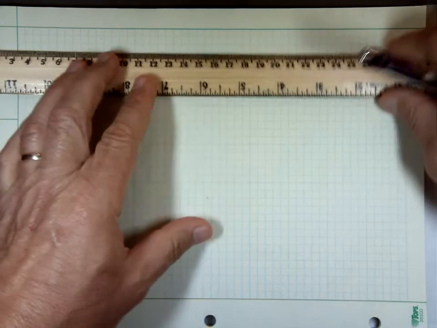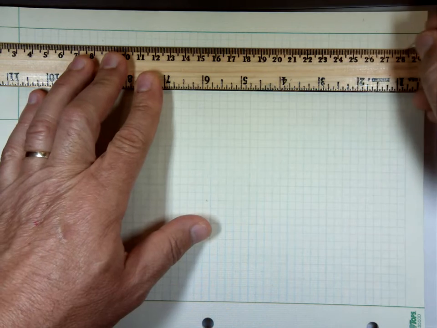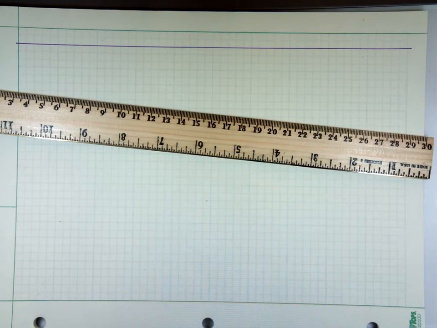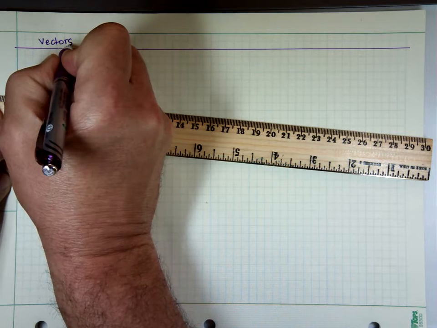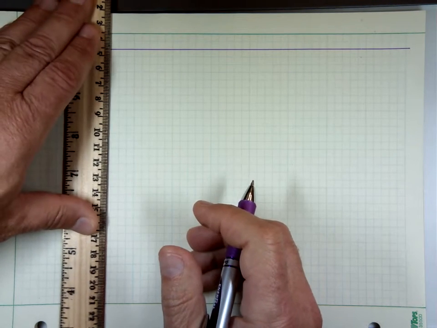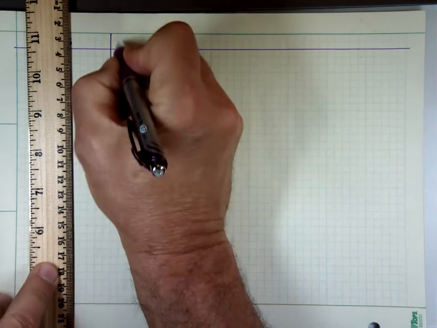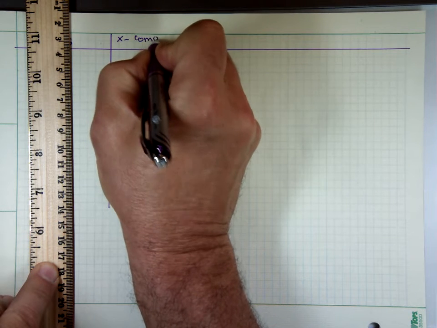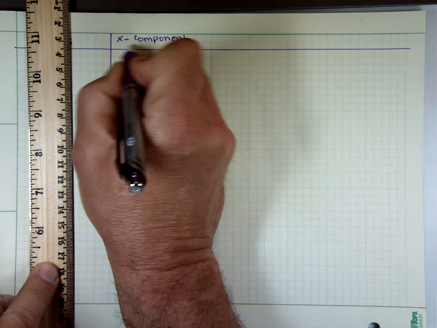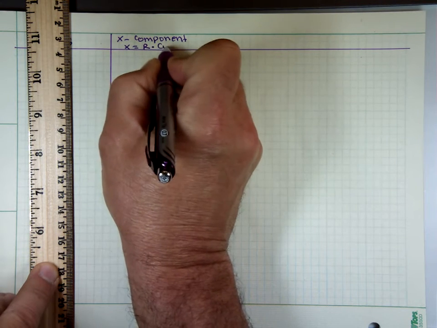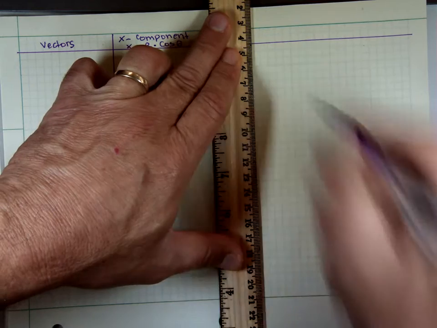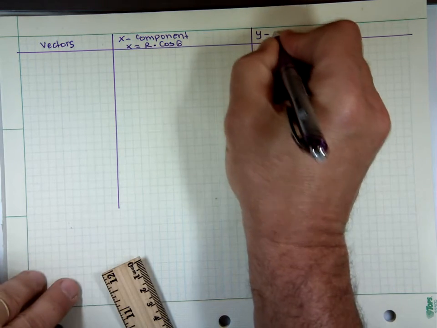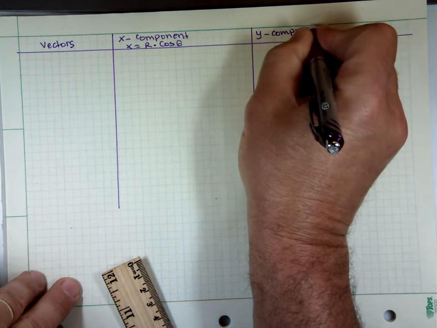So here is my table. On the top I'm going to list the vectors. So these are the vectors here. I'm going to write the x component for each one, which is equal to what? R times what? Cosine theta. And the y component, y equals R sine theta.